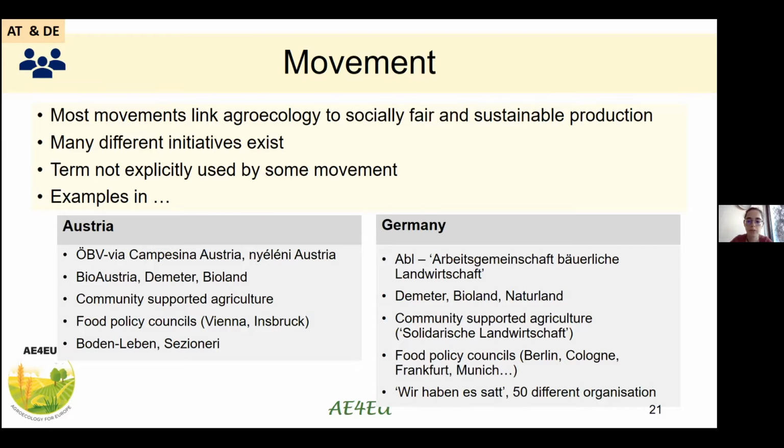Then there's also community-supported agriculture that has been expanding in both countries. I found a list of 40 initiatives in Austria and 362 CSA schemes in Germany.